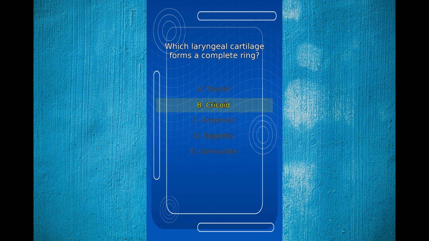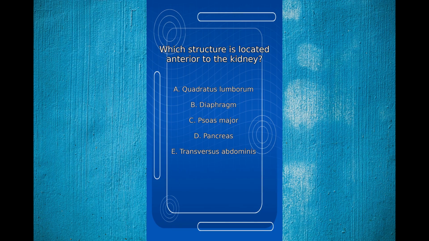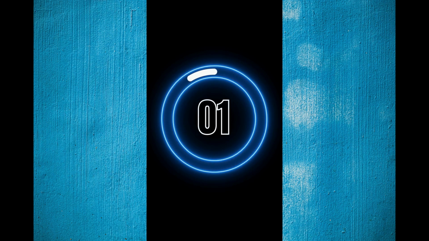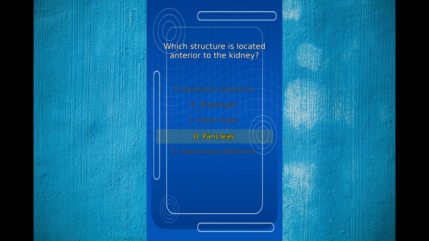Cricoid. The cricoid cartilage is the only complete ring of cartilage in the respiratory tract. Which structure is located anterior to the kidney? The correct answer is D.